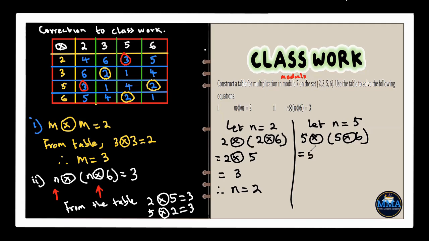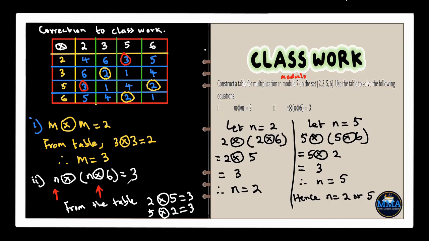This is 5 times, what is 5 times 6 here? 5 times 6 is 2. And what is 5 times 2? 5 times 2 is 3. Our final result is 3. Therefore, n equals 5. So we conclude, hence, n equals 2 or 5.